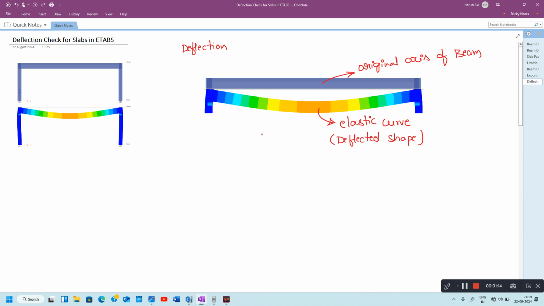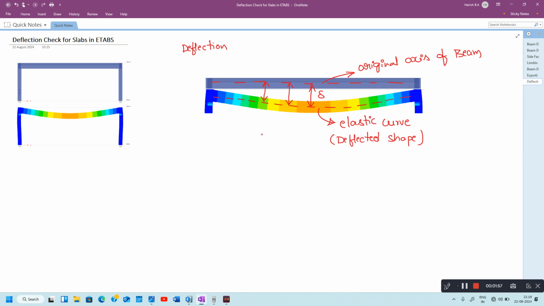So I will repeat it once again. The vertical distance between the original axis of the beam and the elastic curve is called a deflection. So this is your original axis of the beam, and this deflected shape is the elastic curve. The vertical distance between these two is called deflection.